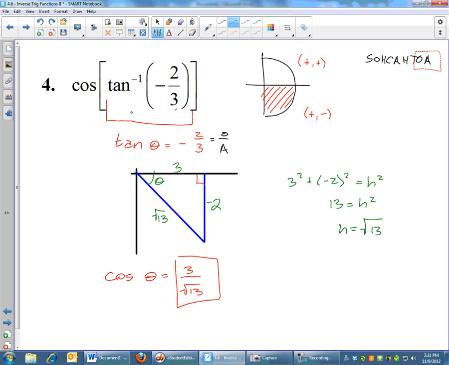So if you draw a triangle to fit the situation, if it's not on the unit circle, and then you answer from the triangle. Yeah? Questions, comments, concerns, thoughts on life? All right, one more problem.